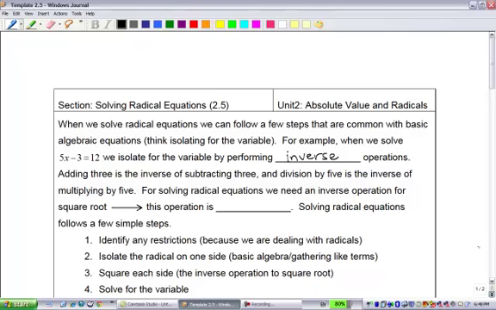So for solving radical equations, we need an inverse operation for square root, or cube root, or fourth root, or fifth root. And this inverse operation is squaring, or the square.